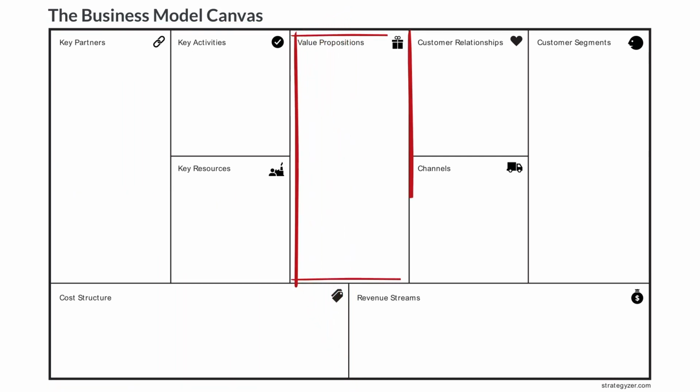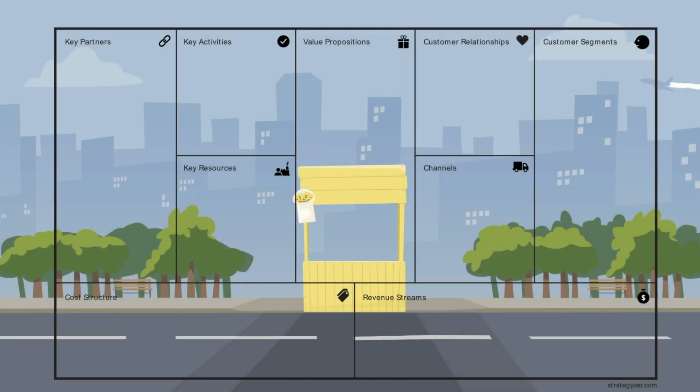Finally, the middle of the canvas is where it all comes together. We call this the value proposition. It's the place where customers and their problems meet us and our solutions. It is also the place where we exchange value. Let's have a final look at how all this fits together.